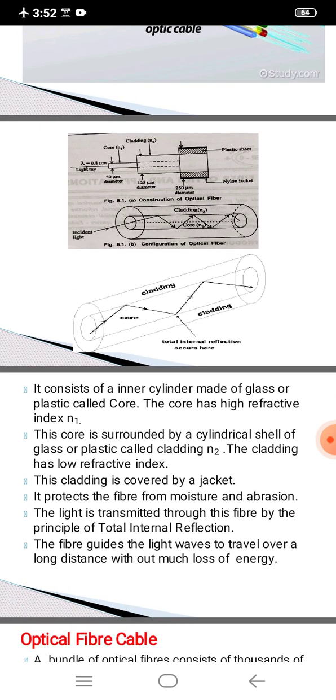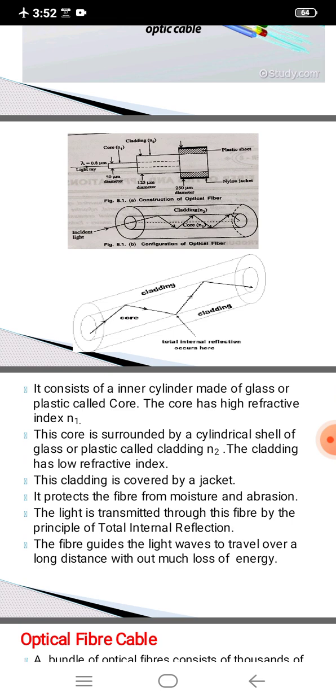This fiber consists of an inner cylinder. This is called the core. It may be made from glass or transparent plastic. It should have a high refractive index. This core material should be surrounded by a cylindrical shell of glass or plastic. It is called the cladding. The refractive index of the cladding will be slightly lesser than the refractive index of the core.